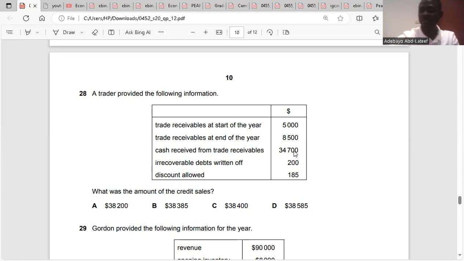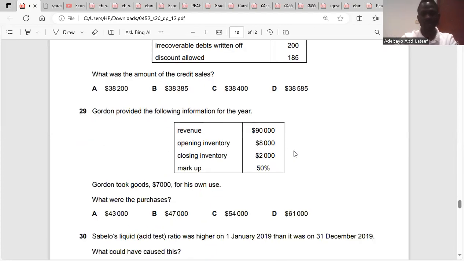29. Did you get 29 right? No. Okay, so 29, listen now. The governor provided the following information for the year: revenue, opening inventory, closing inventory, and the markup. The governor took goods worth 7,000 for his own use. What were the purchases?